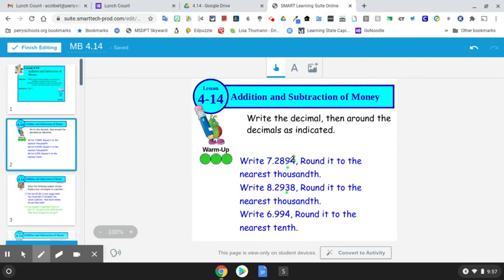That 4 tells the 9 to stay. So we will drop that 4 and it'll just remain the same, 7 and 289. I apologize for that error. As you see, we've got to pay attention to the numbers that are telling us whether to round up or round down. And it's okay if you make that error. You just go back and correct it. Let's go ahead and move on.